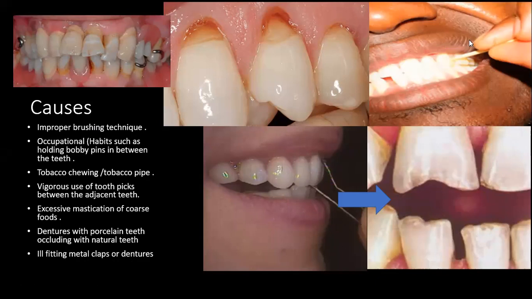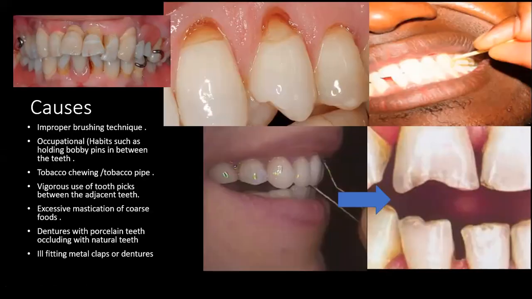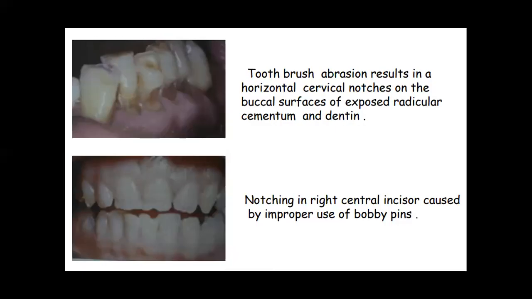So here you can see a girl who is opening a hair clip using her teeth, and you can see abrasion in the incisal edges of the upper and the lower incisor teeth. Here you can see abrasion in the cervical region on the buccal side of the canine and the premolar, which is caused due to improper brushing technique. So the most common cause for abrasion is improper brushing technique.